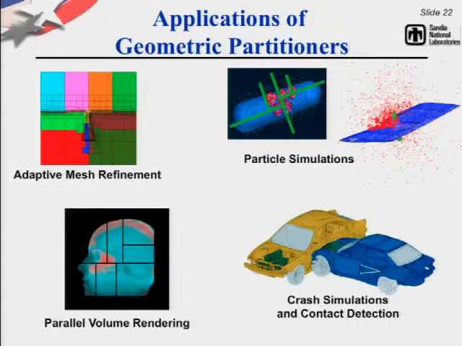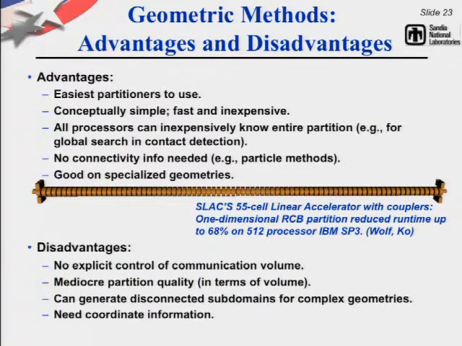And this is used for lots of different applications. Often when you want dynamic, adaptive types of applications, you want a method that is very fast, since you do it in real time at runtime. That's why RCB is quite popular for these types of problems where you need to do dynamic load balancing at runtime. And then the advantages of geometric methods: it's probably the easiest type of method to use.